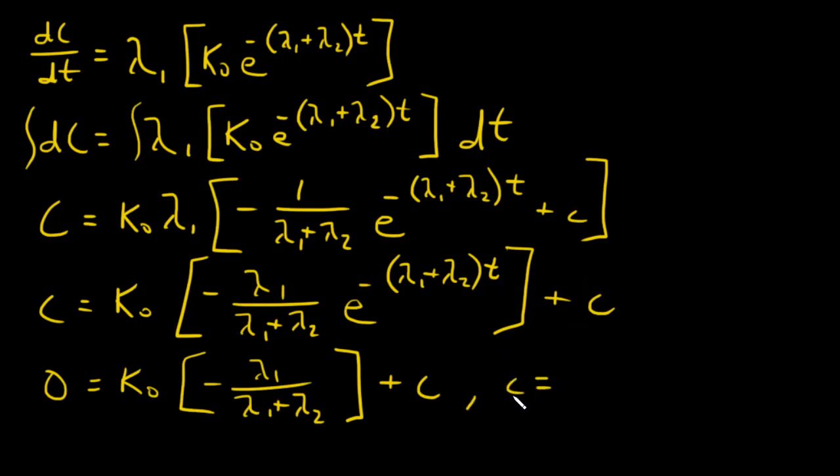Well, the constant is going to equal this thing right here because it's going to be opposite in sign, but it's going to be positive K naught times lambda 1 over lambda 1 plus lambda 2. That's what it has to be, right? So now I can rewrite this and say that, here we go, final solution coming up.